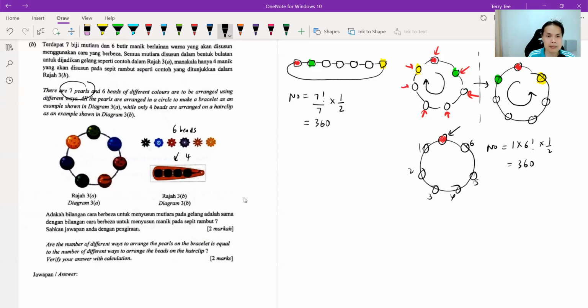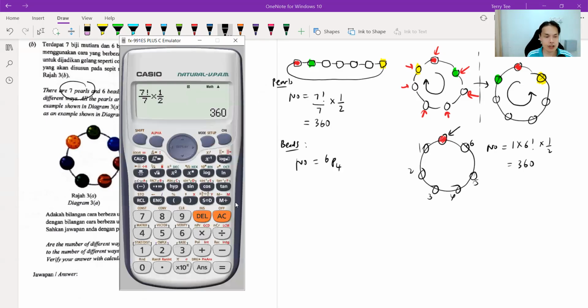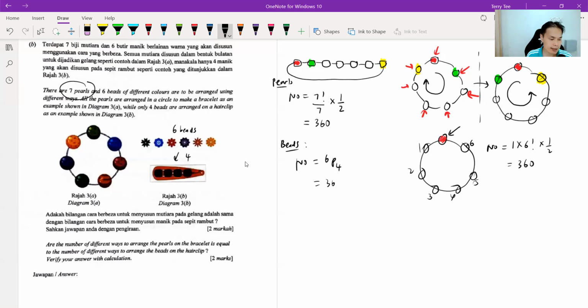Now let's talk about beads. Now this is easier because why? This is the pearls, this is the beads, right? The beads we have 6, and we want to arrange 4 only on the hair clip. So it's 6P4, right? Out of 6, arrange 4. 6 shift P4 will give us 360.